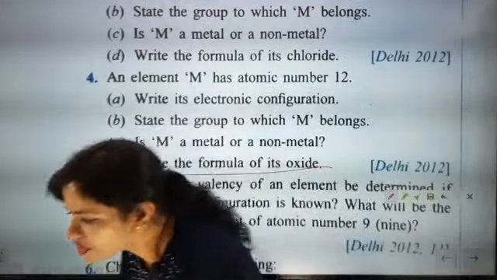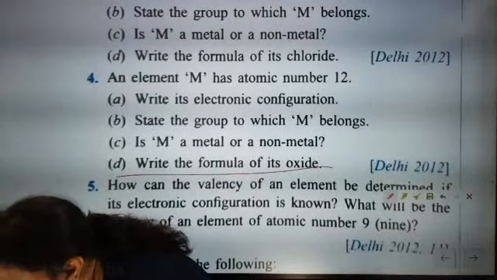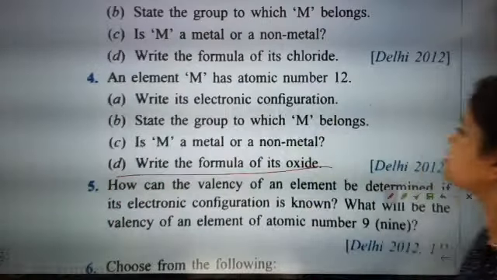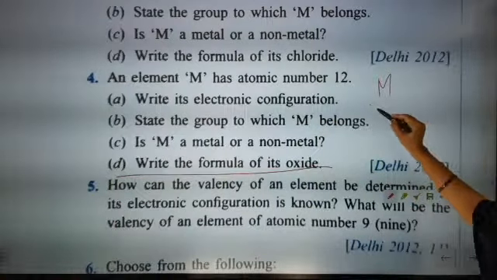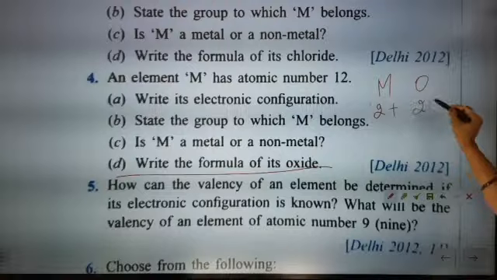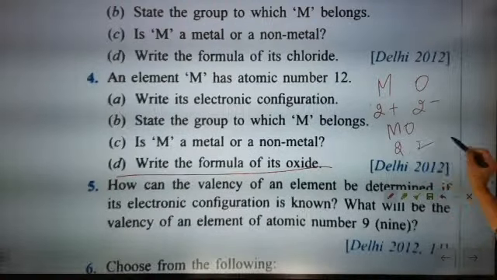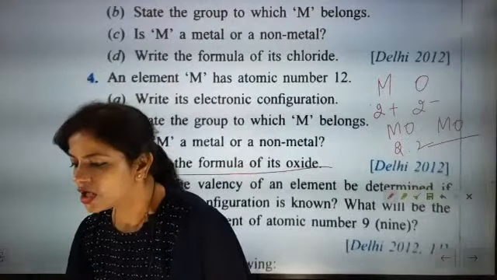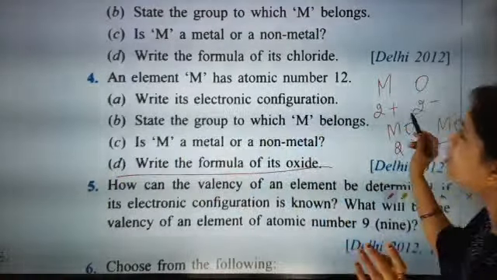Let's see who will give the formula for its oxide. Okay, Kamya has already given the answer. Kamya, Arif, Rashmi, you all have given the answer. Yes, the formula for its oxide. M is having 2 plus, oxygen is having 2 minus. So MO will be formed because a 2:2 ratio will come. Sorry, MO, not MgO.